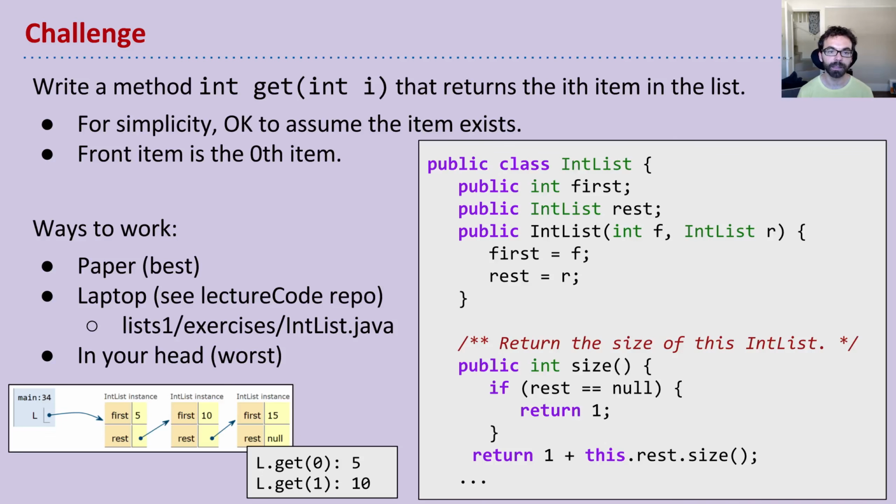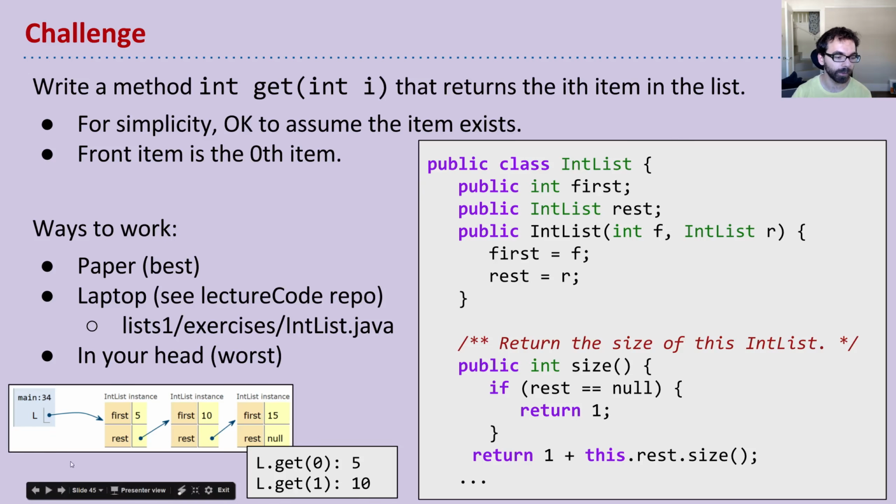As the last video of the day, let's consider adding a method called get that is going to return the ith item from the list. We're going to say the front item is the 0th item, and to keep your code simple, it's okay to assume that whatever someone asks for actually exists. So if they ask for item 1,000,000 and the list only has 5 things, that's fine. It's okay if your code crashes.